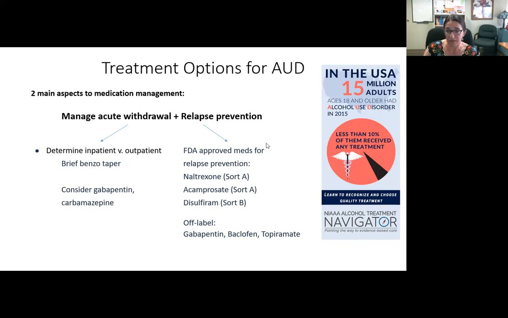Then we're going to mainly focus in this talk on relapse prevention. So what are our FDA-approved medications for this? And we'll go into these. Naltrexone, which in someone who we're also prescribing buprenorphine to would not be an option, but we'll go through this as well. Acamprosate would be an option. Disulfiram, not a whole lot of evidence for that. That's Antabuse. And then some off-label ones are gabapentin, baclofen, and topiramate that have some evidence of effect.